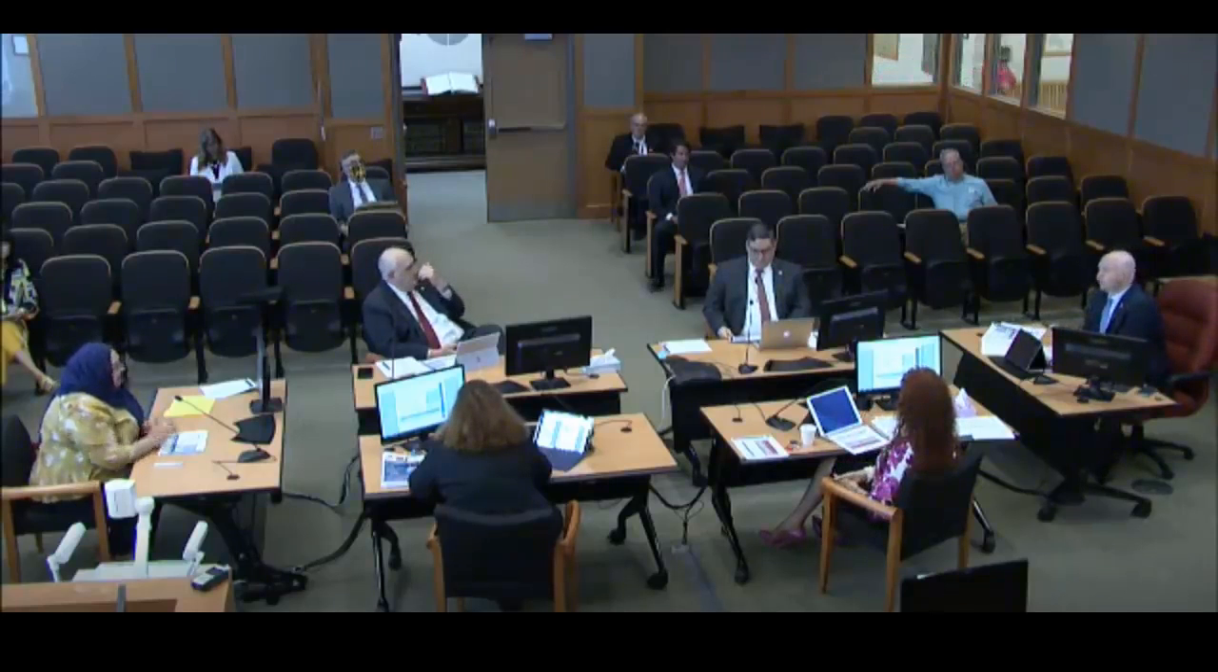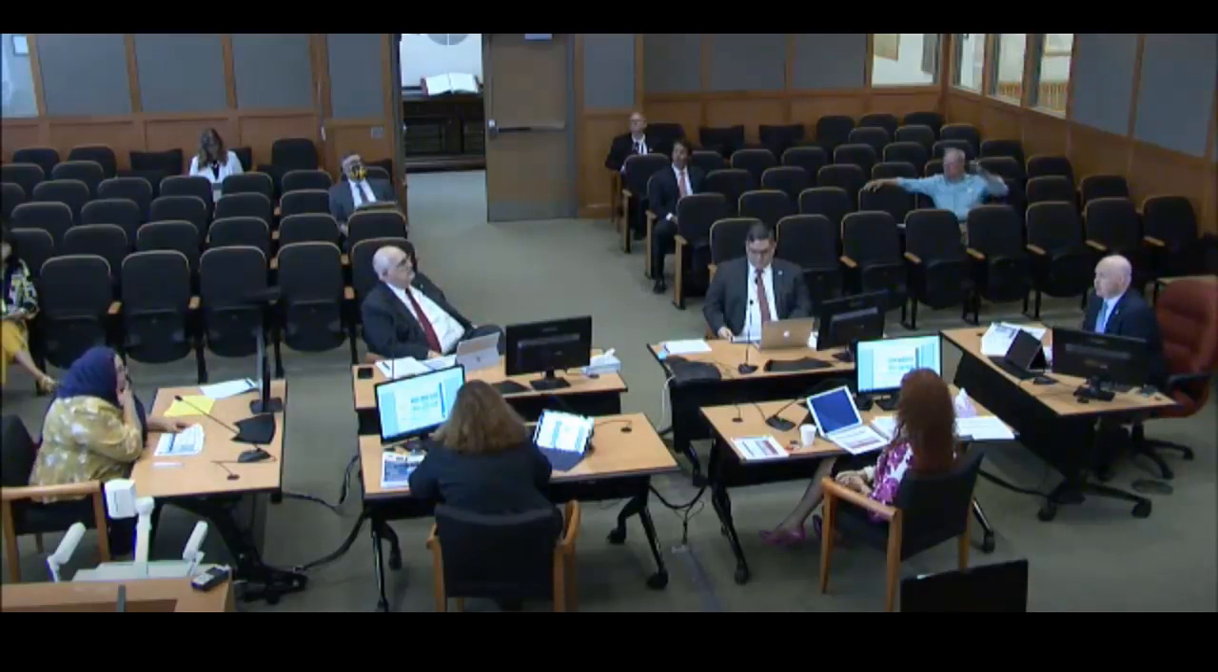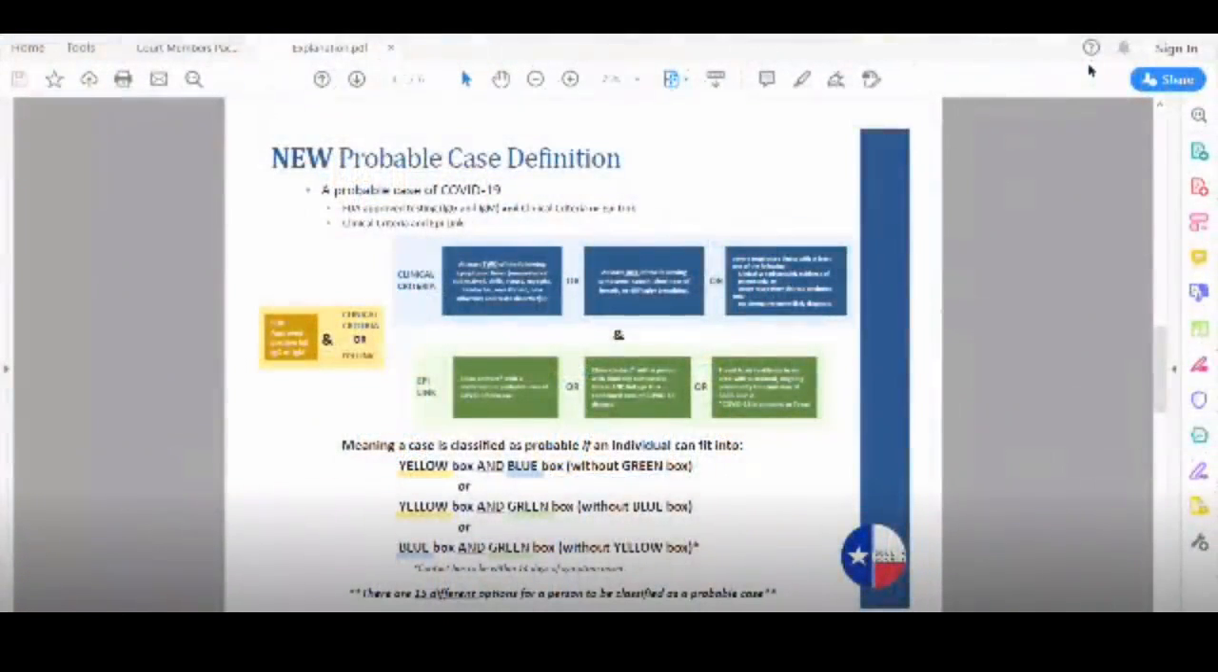If you'll go back one, Mr. Billiou, as it's displayed on the chart there, the yellow box, the blue boxes, and the green boxes. If you have any 2 of those 3 colors, then you will meet the definition of probable. In the yellow, if you have a positive IgG, IgM, or AG test, any of the antibody tests, that satisfies that. Then the blue is the different clinical criteria, and in green, the epidemiological linkage criteria.